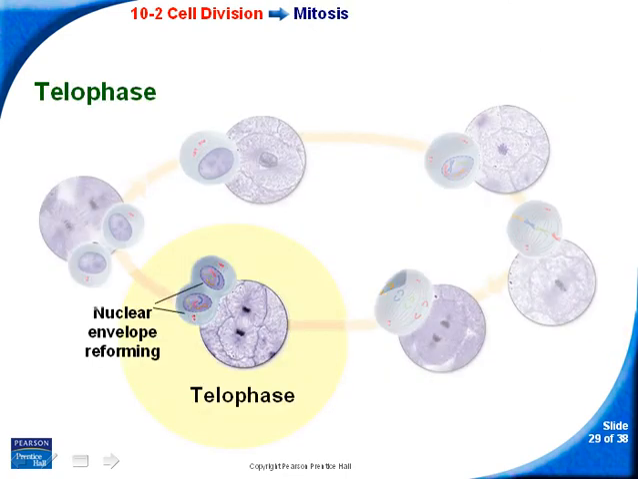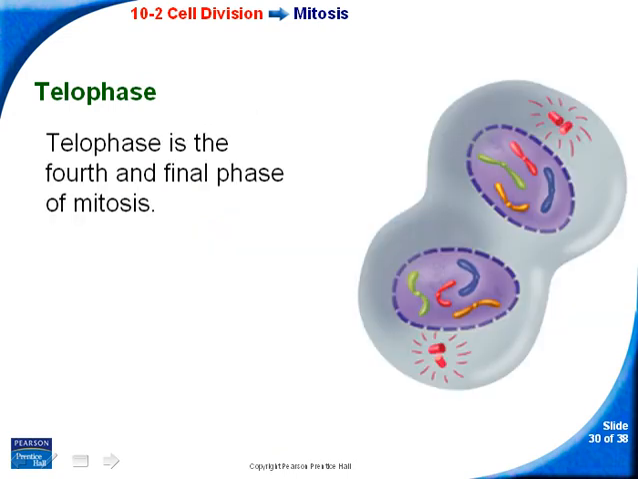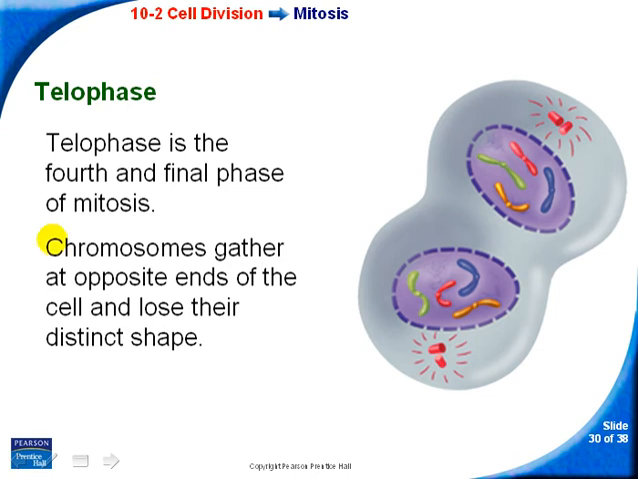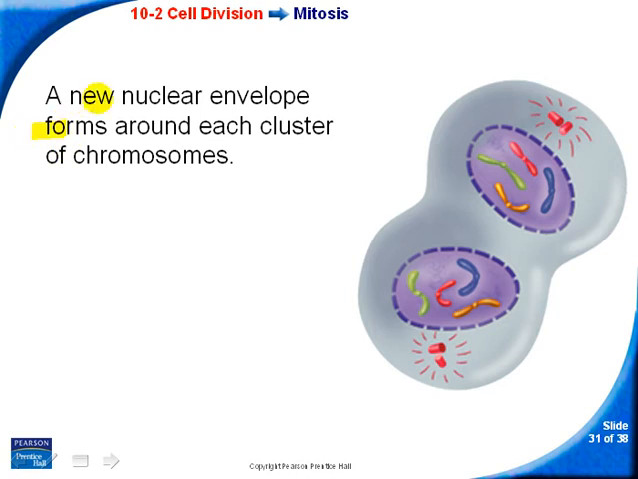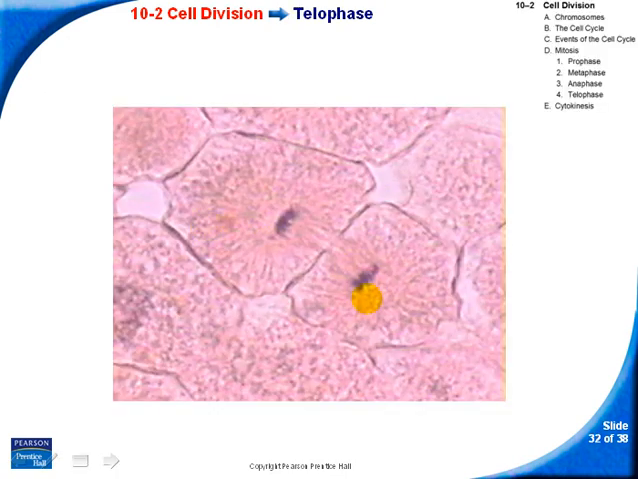The last phase is telophase of mitosis. This is the fourth and final phase of mitosis. The chromosomes gather at opposite ends of the cell, and they start to lose their distinct shape, meaning they start to become less condensed. They start to unwind, and they become harder to see under a microscope. And a new nuclear envelope forms around each cluster of chromosomes. I was just reading an article the other day that suggests that the endoplasmic reticulum is what becomes the new nuclear envelope, but we can look into that later. And now you can see that the two sets of chromosomes have moved away from each other to opposite sides of the cell.